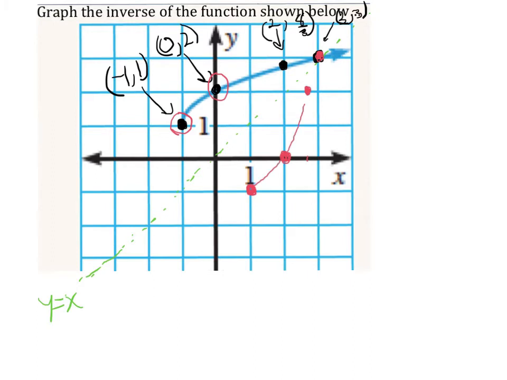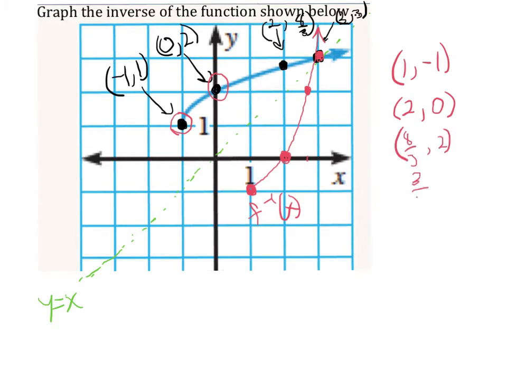Our graph comes through, and now we have our f inverse of x. And you could list some points of that. You could say 1, -1 was a point, 2, 0 was a point, 8/3, comma, 2 was a point, and then our last one was 3, comma, 3. Alright, so this is my f inverse of x.